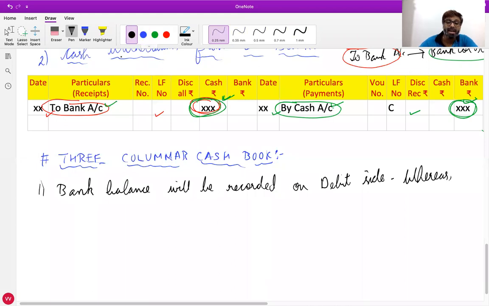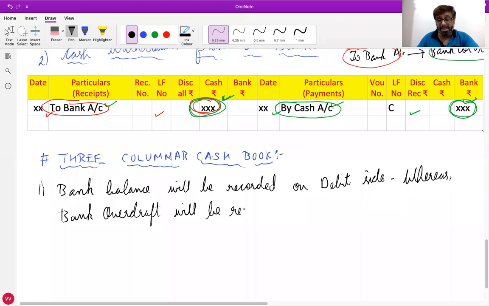Whereas bank overdraft, what is the meaning of bank overdraft? When we withdraw more amount than our bank balance. Yes, when we withdraw more amount than what is lying in our bank balance, it is called bank overdraft. So bank overdraft will be recorded on the credit side. But sir, why is it like that? Can I say that bank balance means receipts are more than payments? Yes. And can I say bank overdraft means payments are more than receipts?